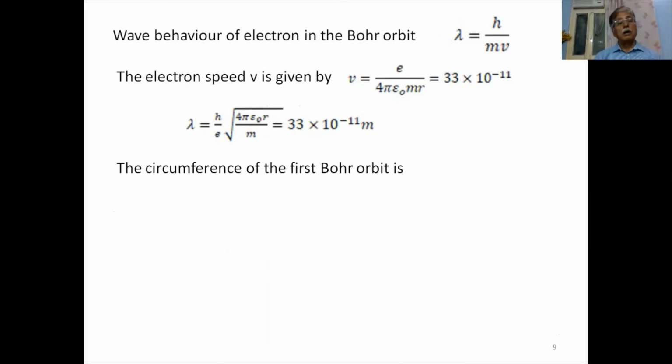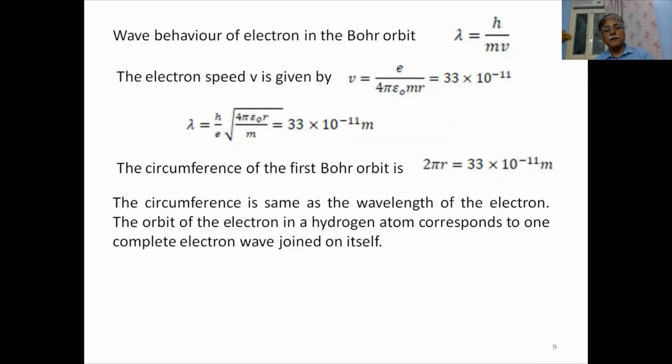Now, let us calculate the circumference of the first Bohr orbit. And incidentally, 2 pi r will also come out to be 33 into 10 to the power of minus 11 meter. And this is not just a coincidence. This points to the development of a particular theory, and this also gives credence to the quantization of angular momentum by Bohr.